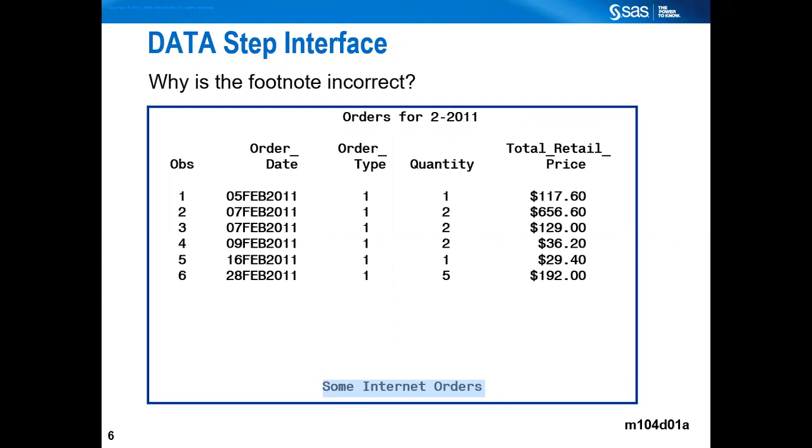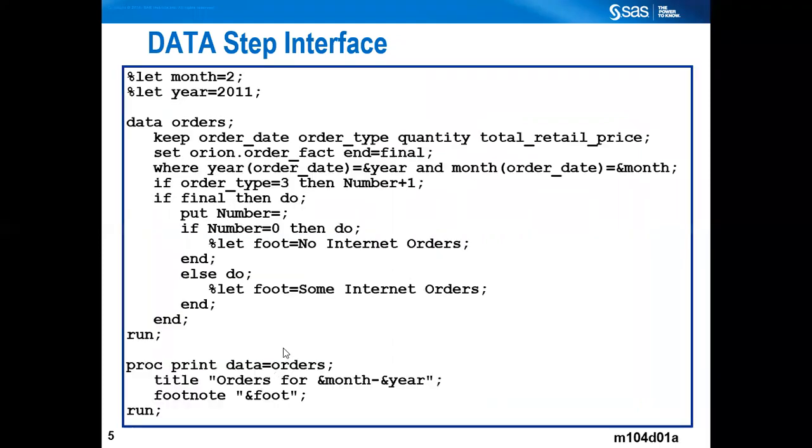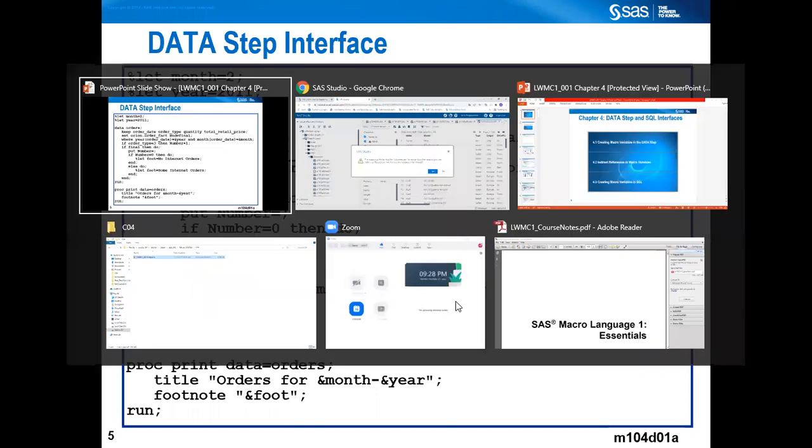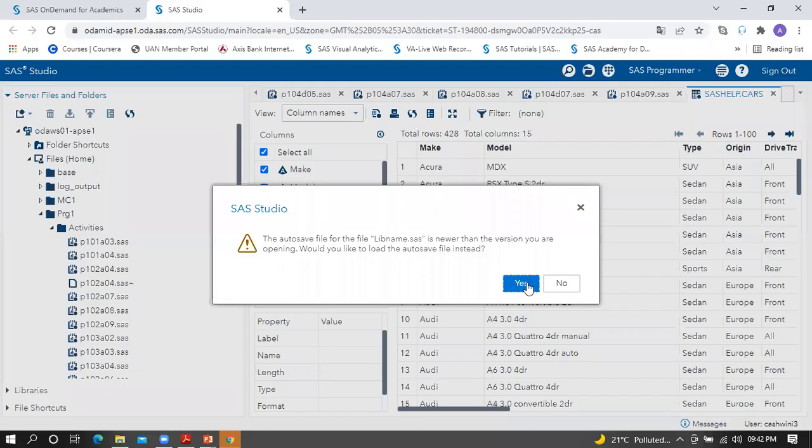Actually, what was the last line of that syntax? This one, percent let foot is equal to some internet orders. But this is coming if number is not equal to 0. Correct. So ideally your order type currently is subsetting to the value 1 in our report. So it should come as no internet orders, but it's giving some internet orders. So I'll show you this demo in your data also.